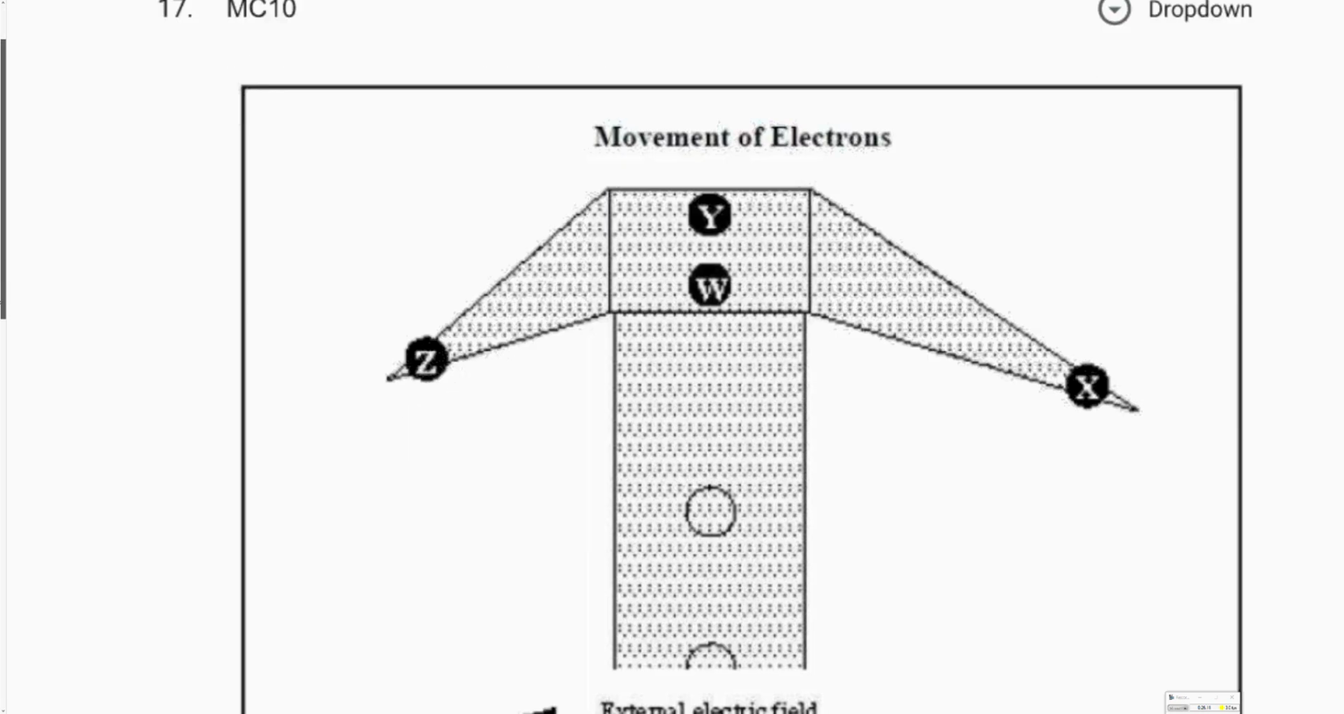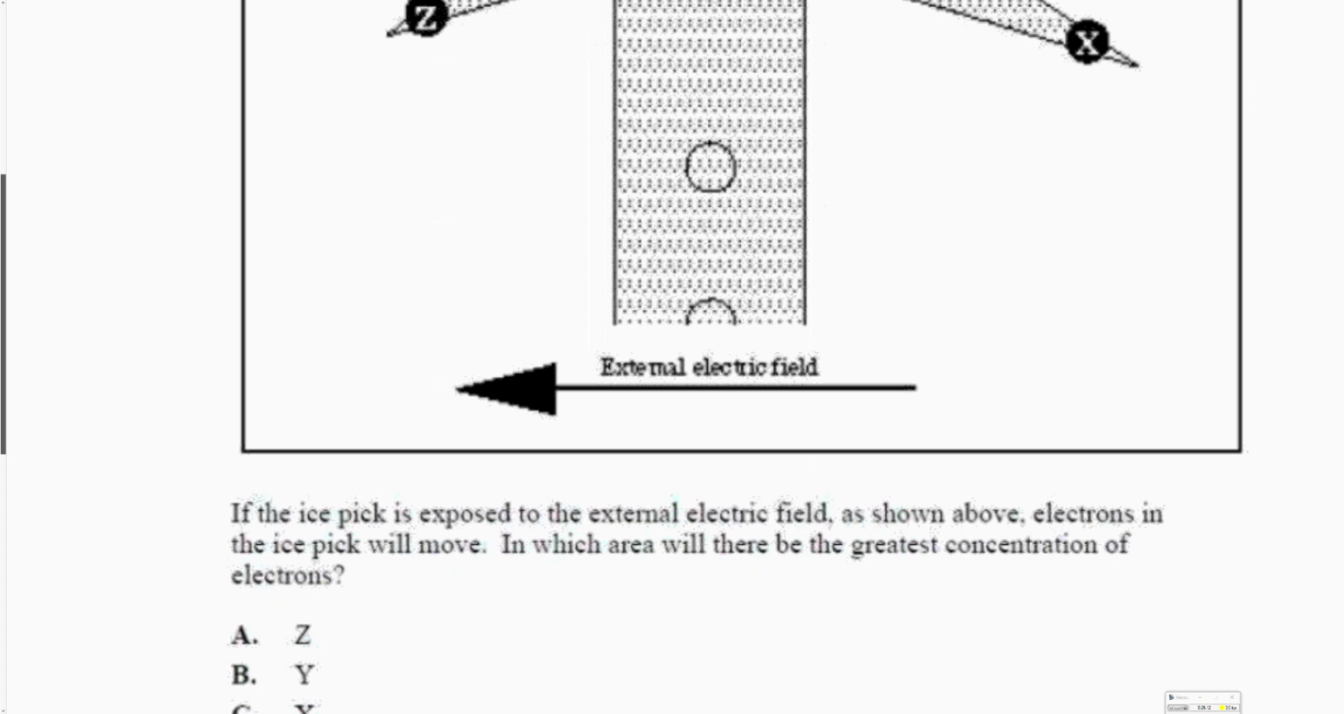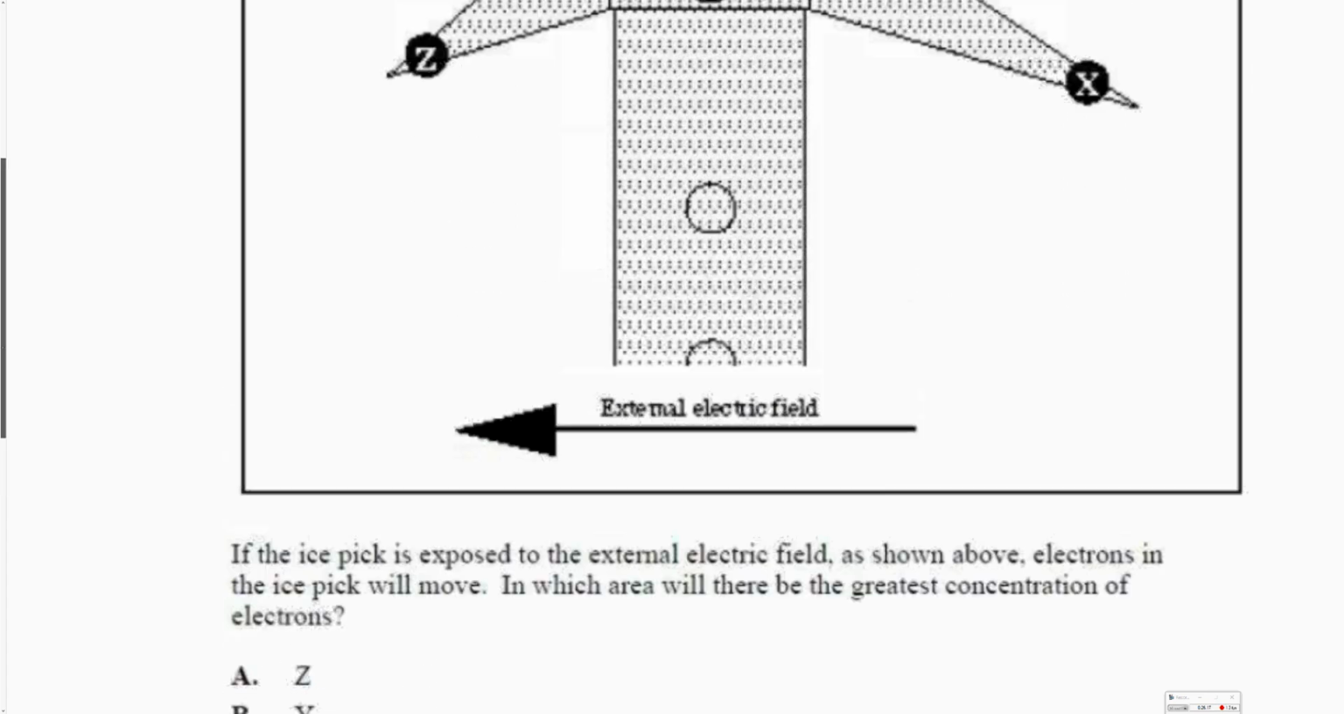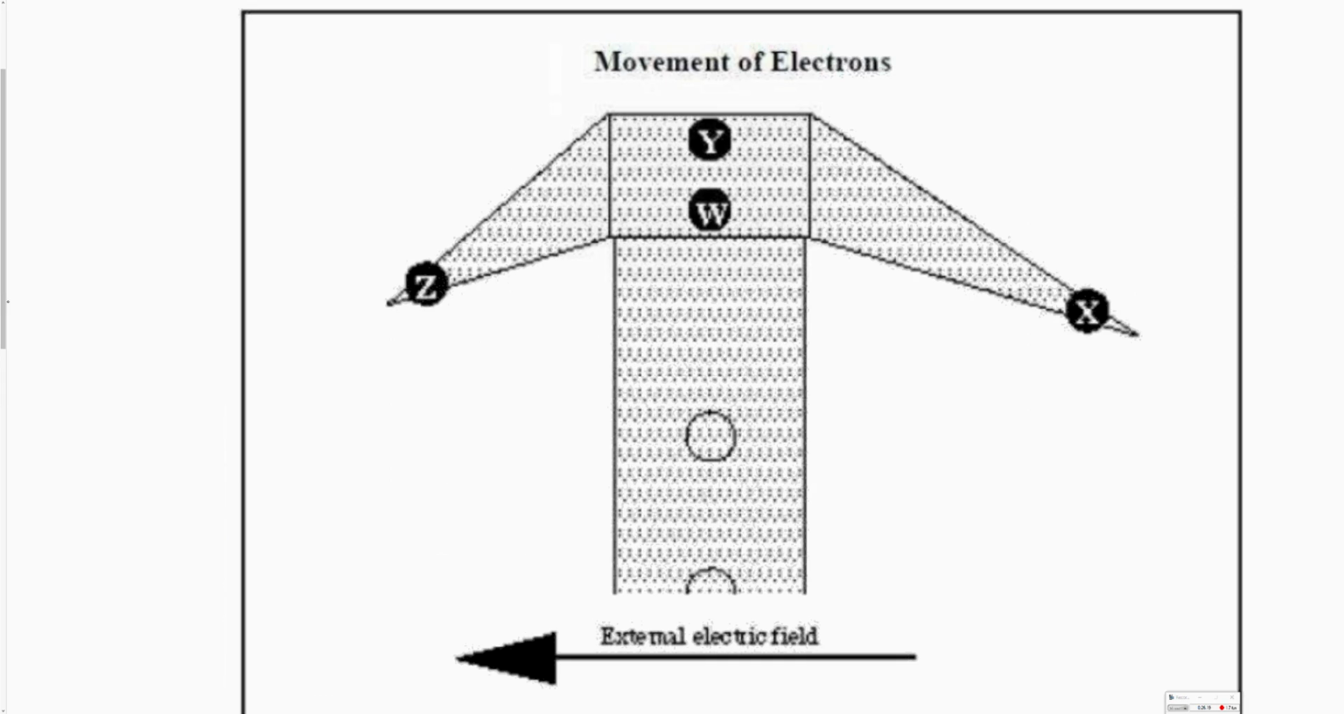Multiple choice number 10. We get this ice pick thing here. We have an electric field that points to the left. We want to know what's going to happen to electrons. Look, if there's an electric field to the left, a positive particle would experience a force to the left. Are you sure? Positive. The force is with the field. But we're talking about electrons, so which way are electrons going to experience a force?